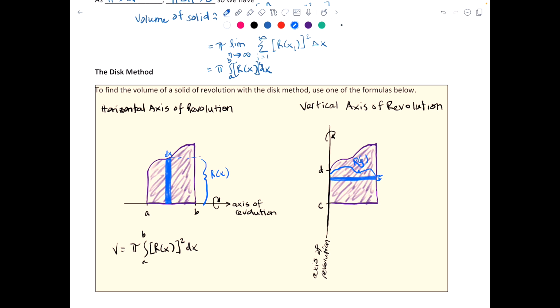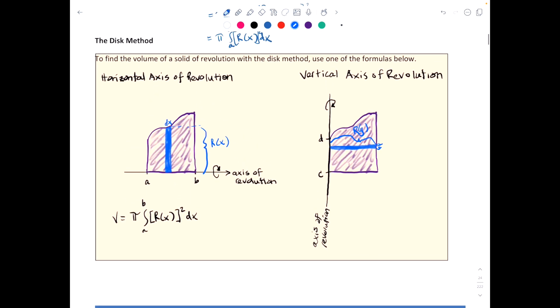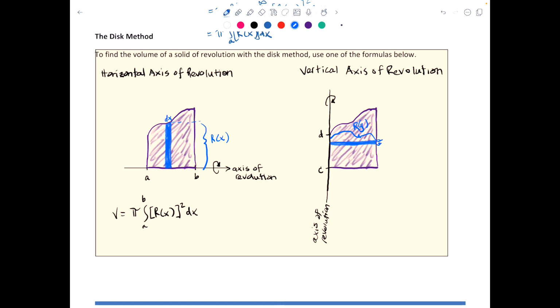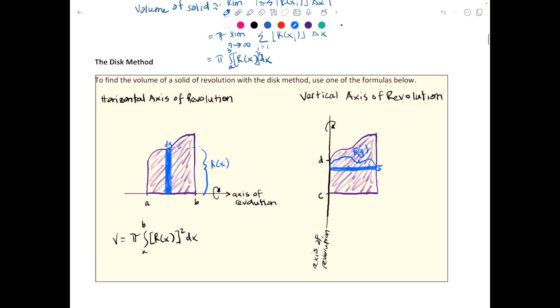Cool. Now the way I've drawn this one, it gets more complicated. I mean, you'd have to do kind of a difference of two y functions to get that length, right? But you get kind of a general idea. So anyway, if you've got this vertical axis of revolution, your volume will be pi times the integral from c to d of quantity r at y squared, with respect to y.